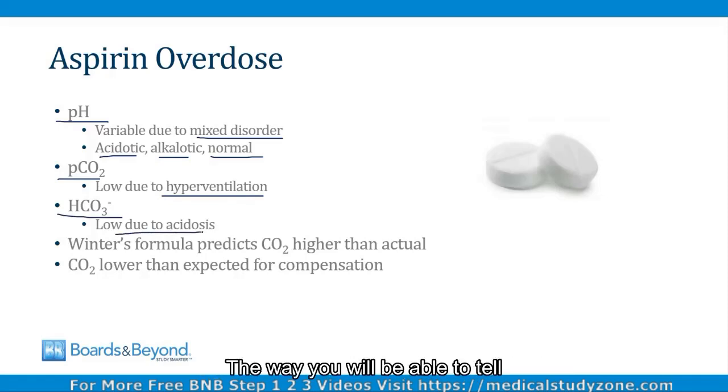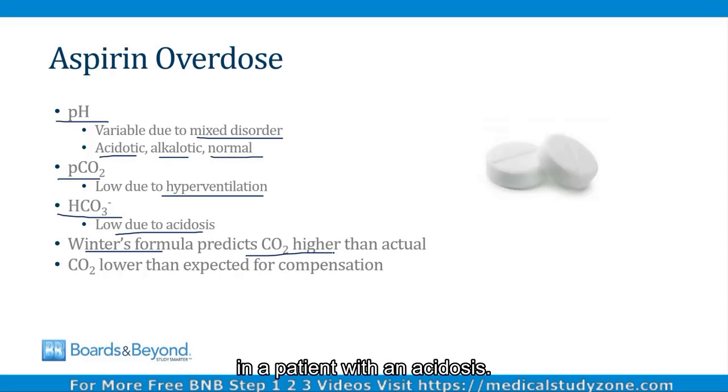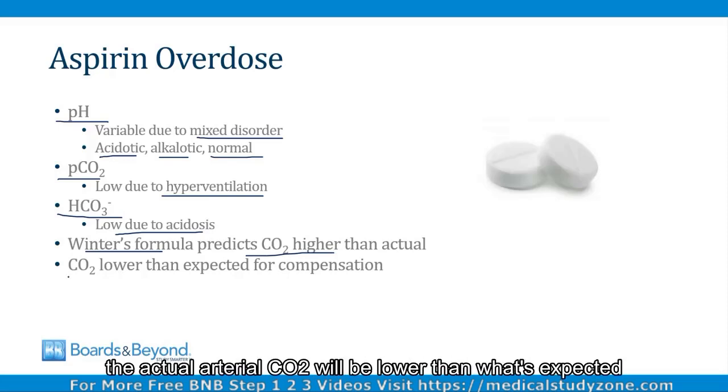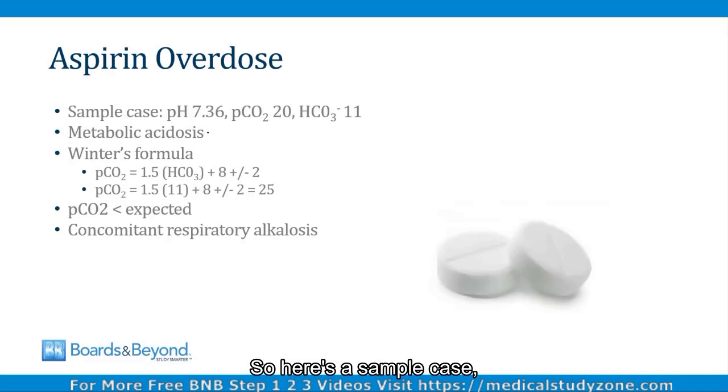The way you will be able to tell that there are two disorders present is by applying Winter's formula. I talk about Winter's formula in the video on acid-base principles, but Winter's formula can predict the expected carbon dioxide in a patient with an acidosis. And if you apply Winter's formula, the actual arterial CO2 will be lower than what's expected for compensation for a metabolic acidosis. So here's a sample case.